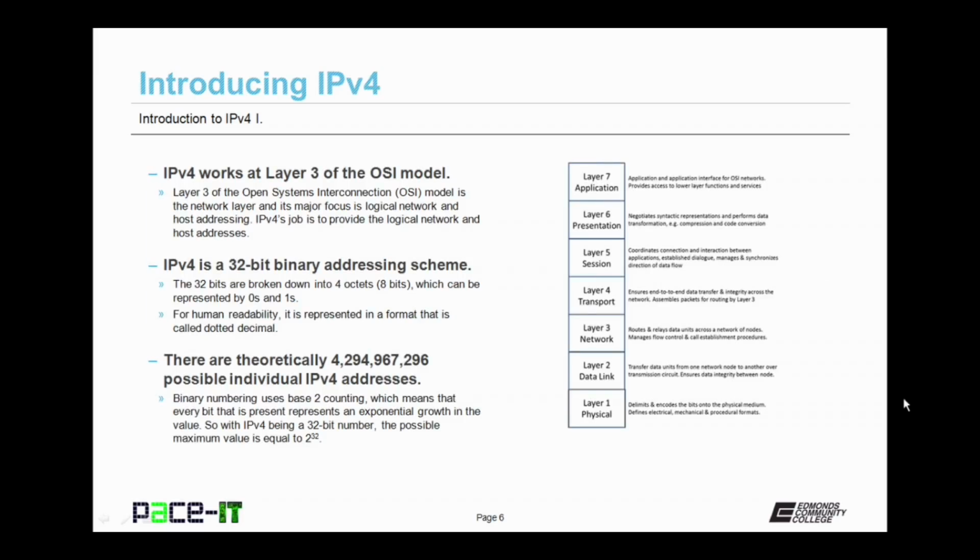Now, IPv4 works at layer 3 of the OSI model. Layer 3 of the Open System Interconnection model is the network layer, and its major focus is on logical network and host addressing. IPv4's job is to provide the logical network and host addresses, and it does this extremely well.